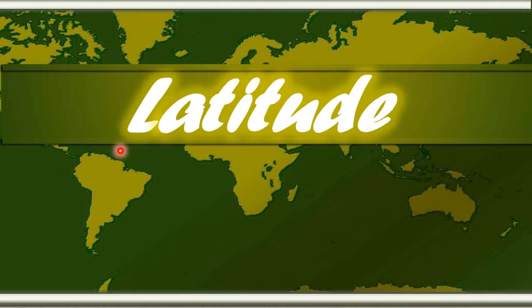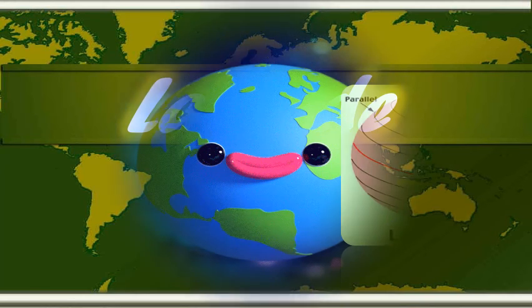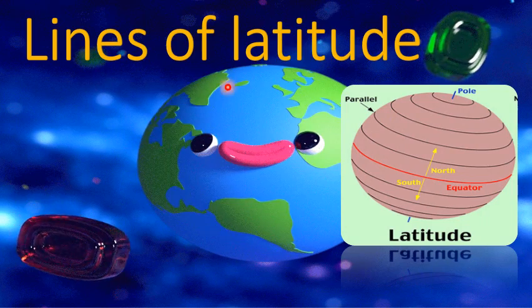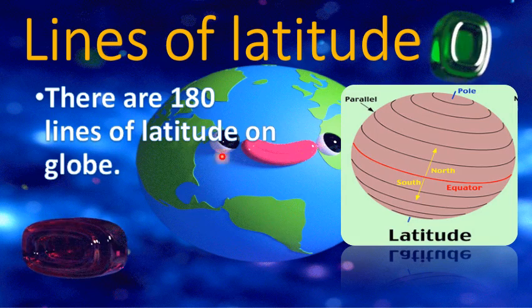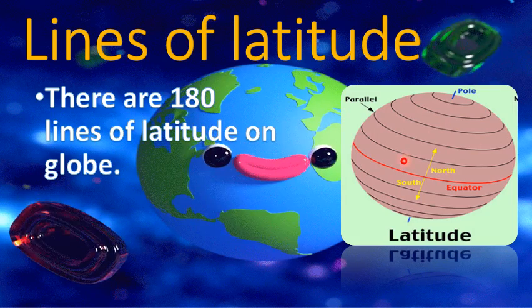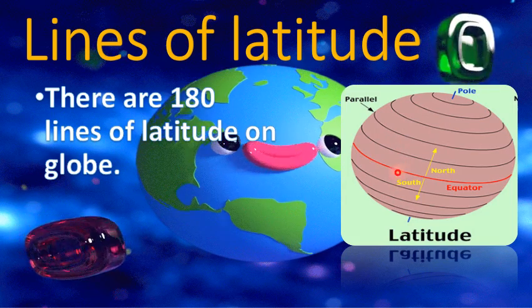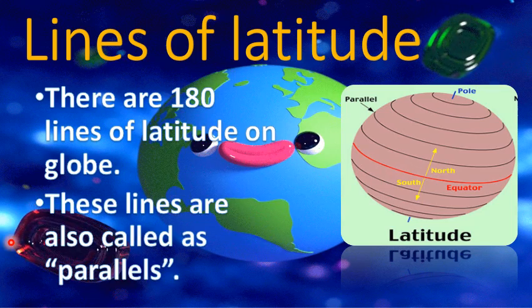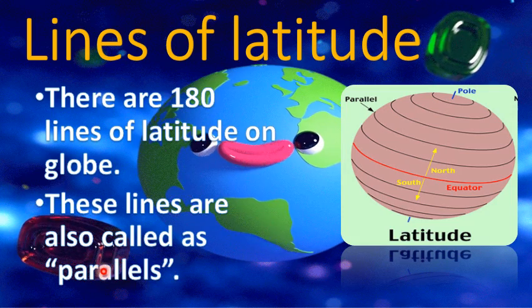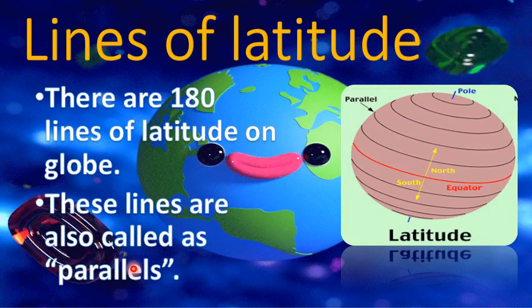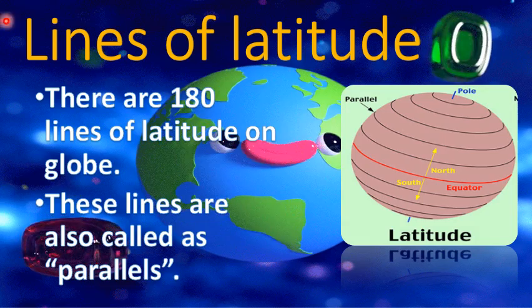Now this is the time to learn about latitude. About longitude we have come to know many things. Now we are going towards latitude. Lines of latitude. There are 180 lines of latitude on the globe. How many lines are these? These are 180 in number. These lines are also called parallels. What are these called? These are called parallels.